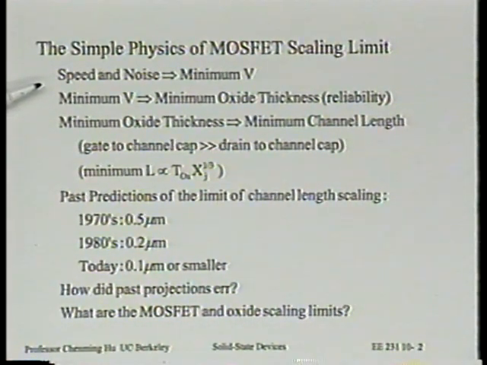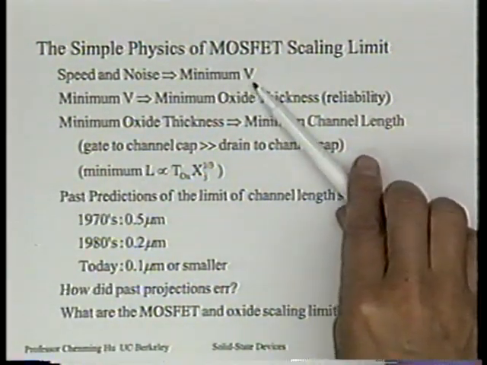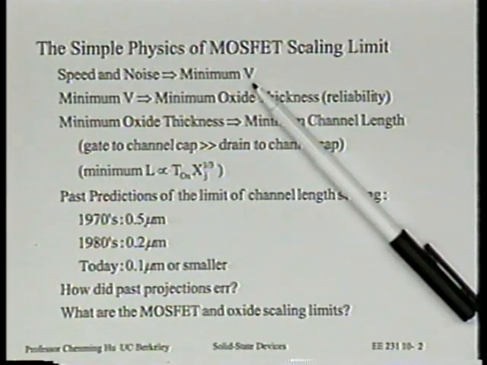The analysis usually goes this way. The speed and noise will set some kind of minimum voltage. Right now, for example, it appears to be 1 volt. It's very difficult to go beyond that. I mean, it's not impossible. We will see 0.8 volt circuits sooner or later. But it's getting very difficult thinking about how to design circuits with a voltage much lower than 1 volt, right?